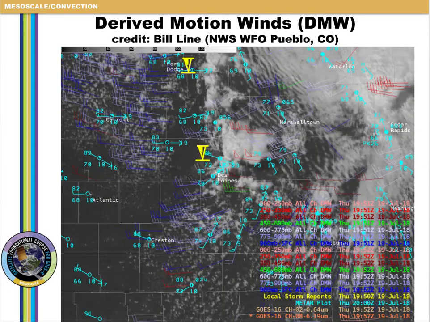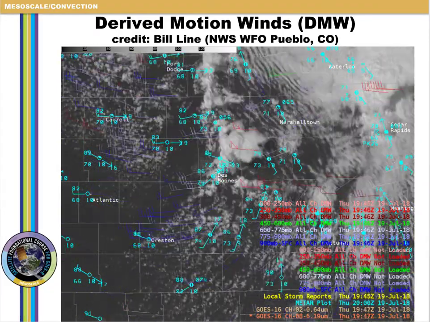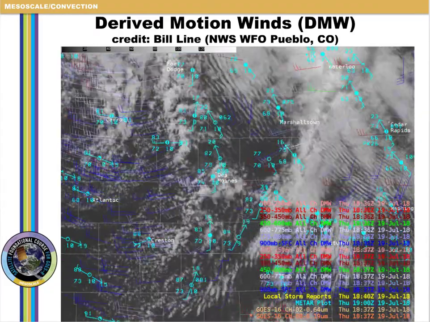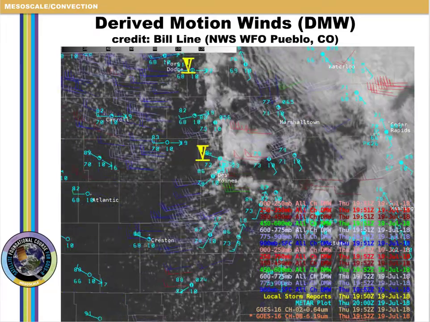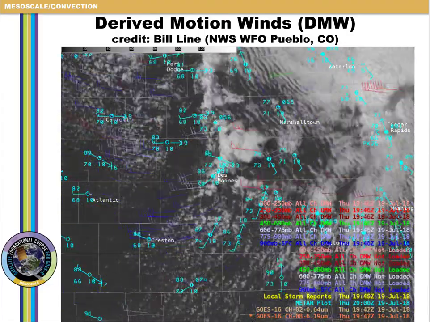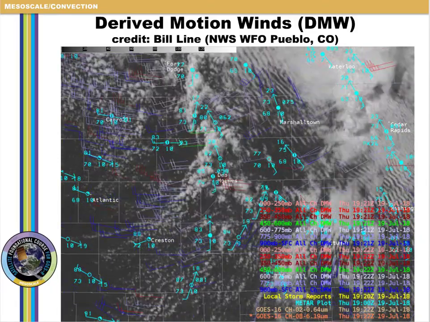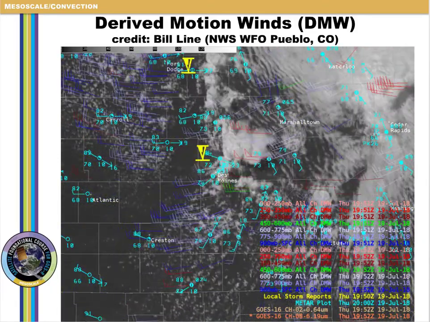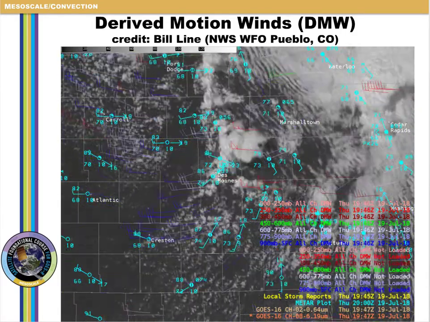Derived motion winds can be very useful in looking at the environment around discrete storms. In this example over Iowa, note the low-level wind barbs in purple and blue, which are just above the surface, up to 775 millibars. Those wind barbs are significantly more veered than the wind barbs in the METARs, indicating that the low-level shear in this case was very high. Non-supercell tornadoes were being observed during this time period.